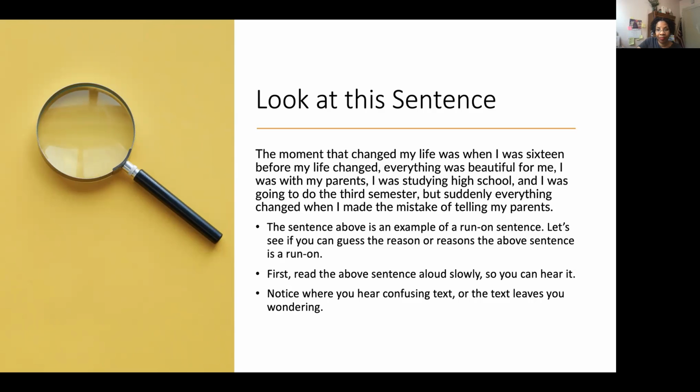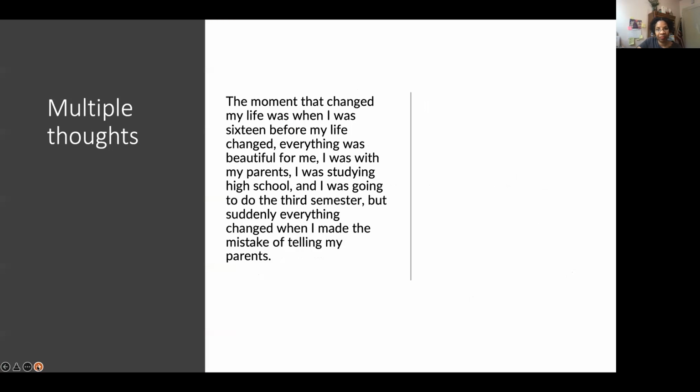So we read it aloud. We heard it. Did you notice any confusing text? Let's go forward. So the reason that this sentence here, the moment that changed my life was when I was 16, before my life changed, everything was beautiful for me, I was with my parents, I was studying high school and I was going to do the third semester, but suddenly everything changed, and when I made the mistake of telling my parents, has multiple thoughts. Right? This sentence that we're looking at right here on the screen has multiple thoughts, and some of the thoughts go together and some of them do not. So let's break it up.